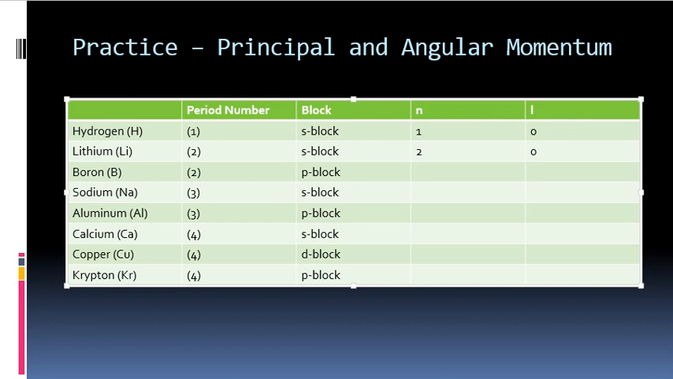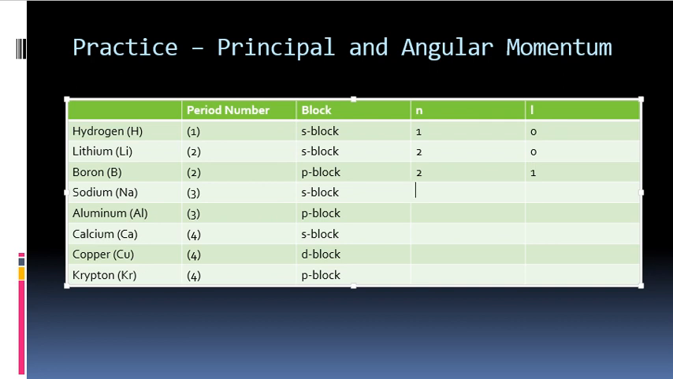Going further across the same period as lithium is boron, which would be a p block element. As a p block element, just like s block elements, the principal quantum number of the outermost electron will equal the period number, so 2 in this case. However, the angular momentum number for any p electron will always equal 1.